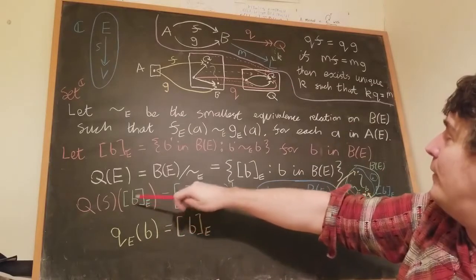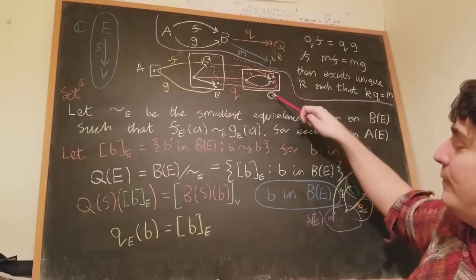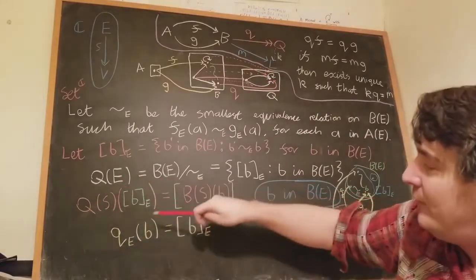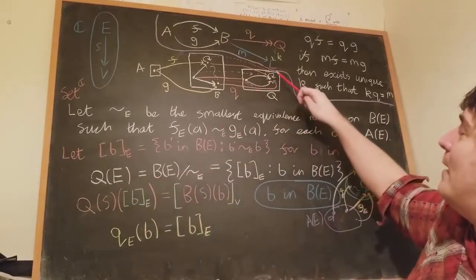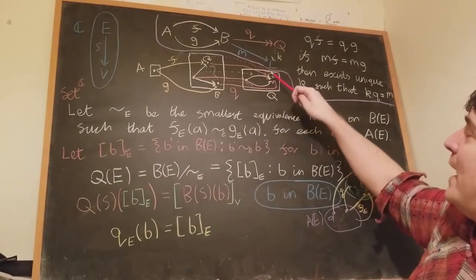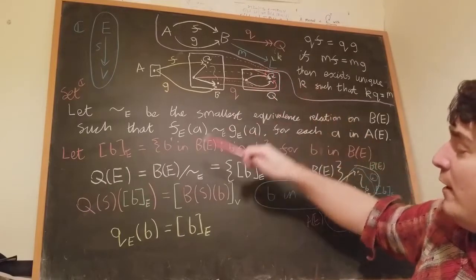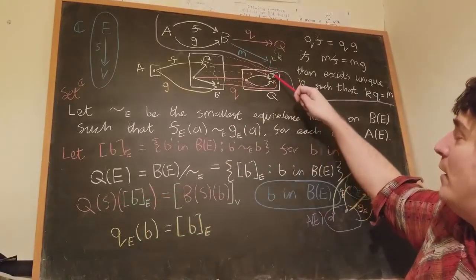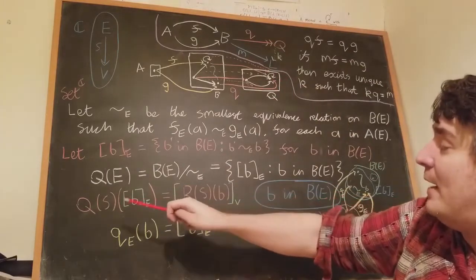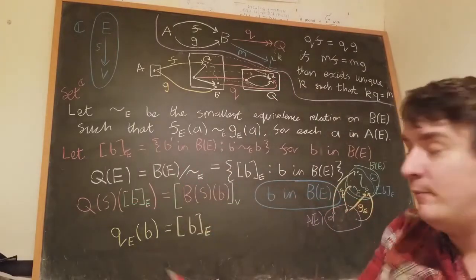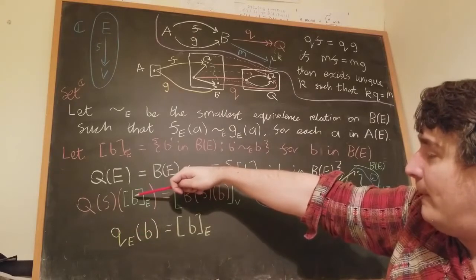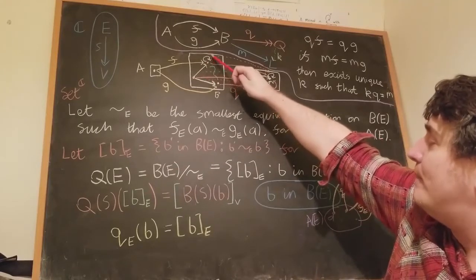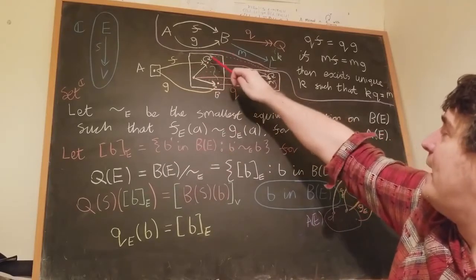So let's say we have an edge in Q here, and we want to do an S action on it. So in our example of graphs, we'd be doing something like, well, let's think about this edge, okay? We'd want to find what the source is of this edge. We'll do Q of S on this edge here, which we'd be writing as an equivalence class associated with some element little b of B of E here, okay?